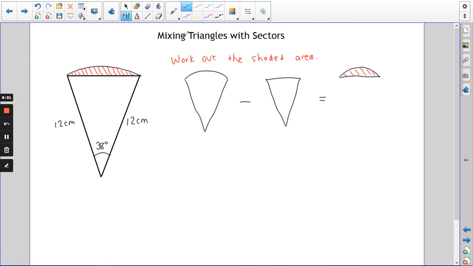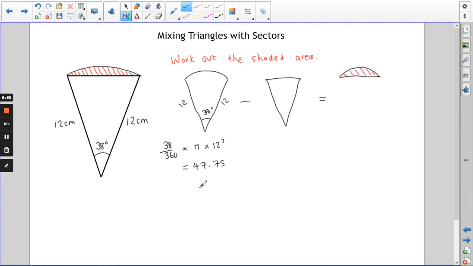Okay? So to find the area of a sector, you need to know the angle, you need to know the radius. So the angle is 38, the radius is 12. So 38 over 360, its area, so pi r squared, times pi times 12 squared. The sector, if we wanted all of it, has got an area of 47.75.